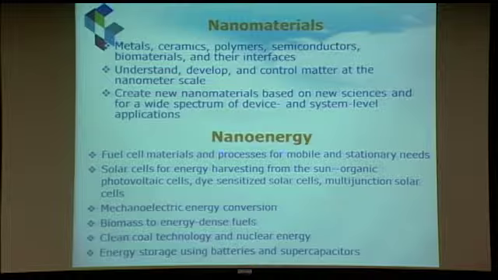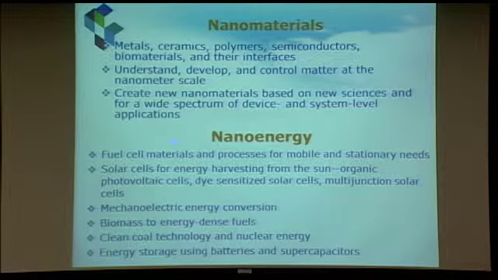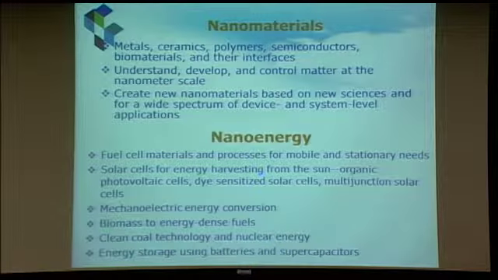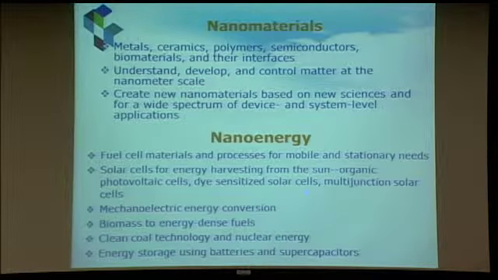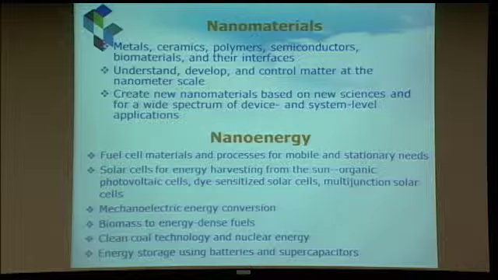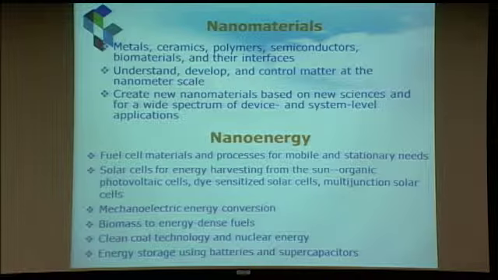For the nano energy, there is a whole array of things we can do. As I said, I have been working on fuel cell materials for many years. We have worked on solar cells, not as extensively as this. We mostly focus on dye-sensitized solar cells. But there are organic solar cells, multi-junction solar cells. This is the conventional semiconductor effort. But with nano, there are a lot of opportunities to interconnect those things.